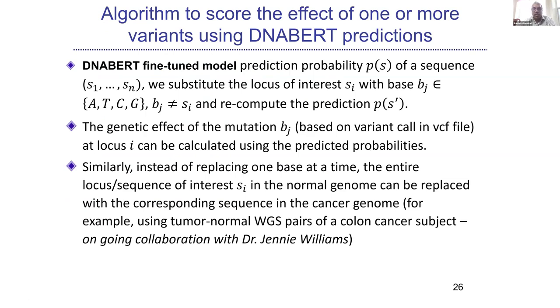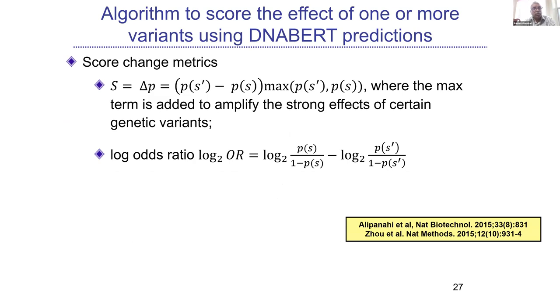Similarly, instead of replacing one base at a time, you can replace the entire sequence if we have the whole genome sequence from an individual. We're currently working on that. I'm not going to show those results right now, but most of the results I show use the dbSNP data. Then we calculate the score delta P, probability of S prime minus probability of S, multiplied by some score, or a log odds ratio you can calculate. Based on these two, we make the calls whether a SNP is affecting the site or not.